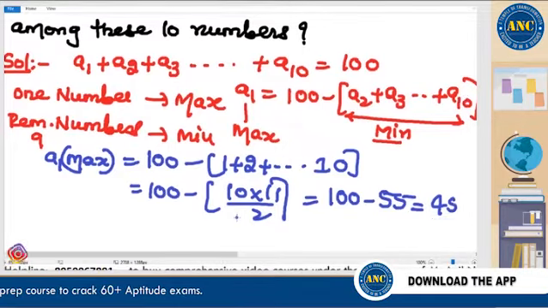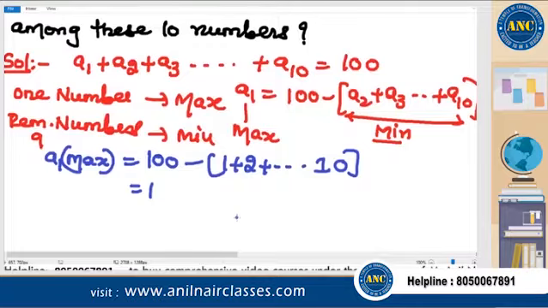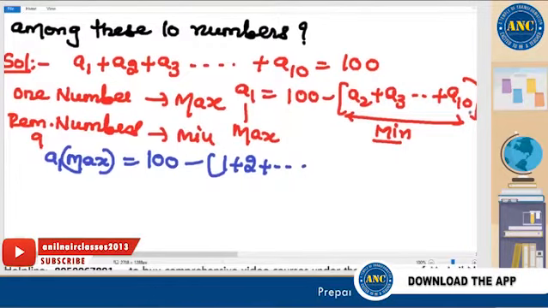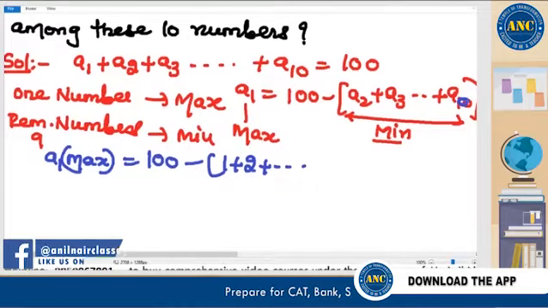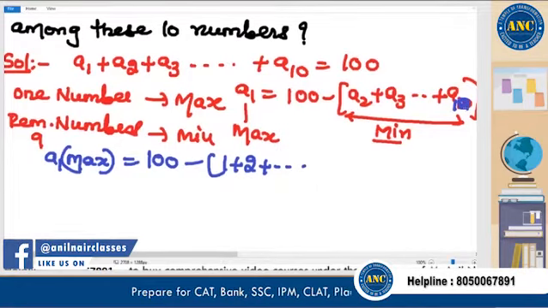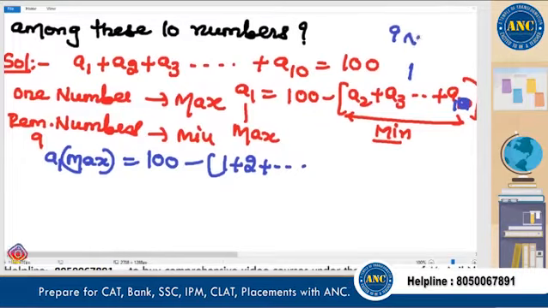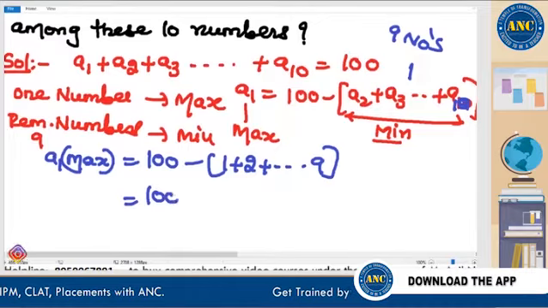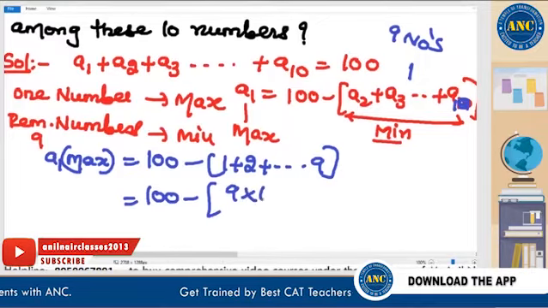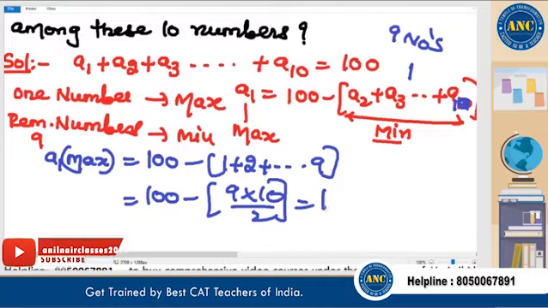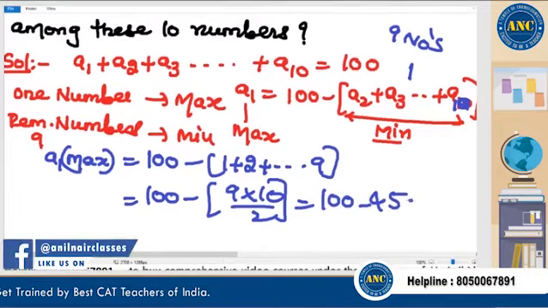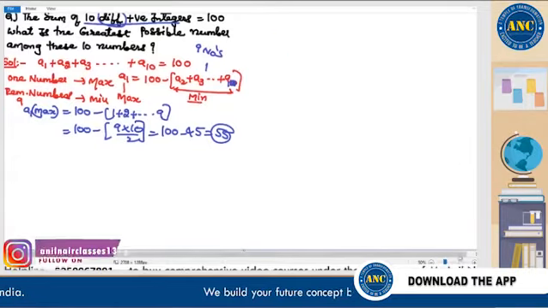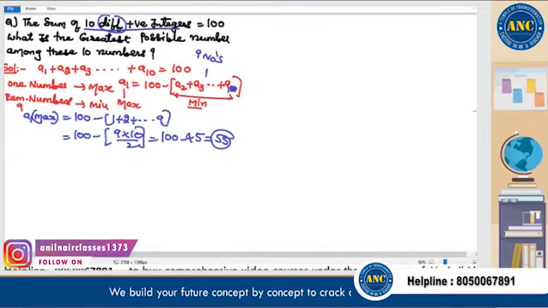I made a mistake. It is my mistake, this is only till A2 to A10, 9 numbers will be there, 9 numbers should be minimum, 9 means 1 to 9, so it is nothing but 100 minus 9 into 10 by 2, which is 100 minus 45, which is 55. Answer is 55. I hope it is clear. I made a mistake. Total 10 numbers are there.